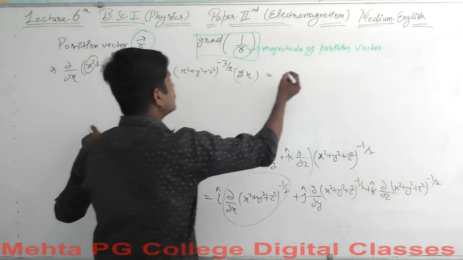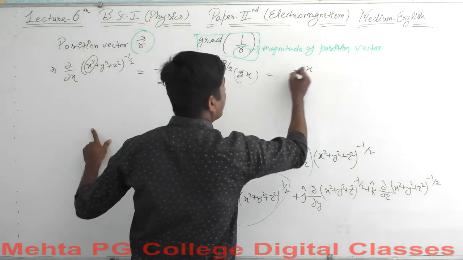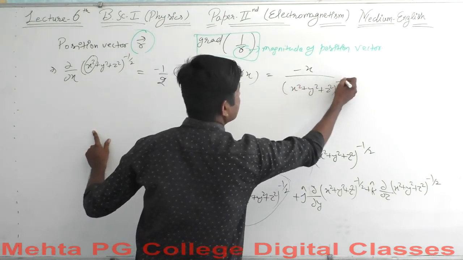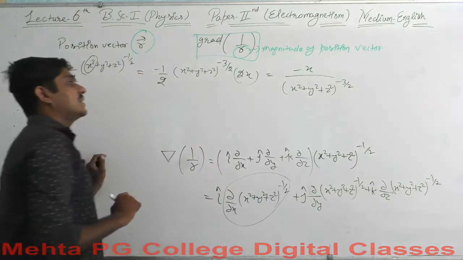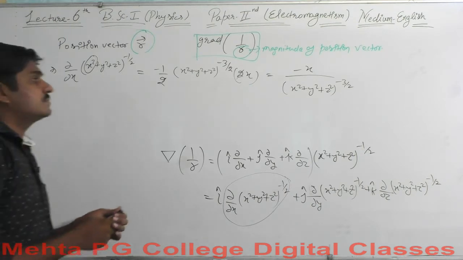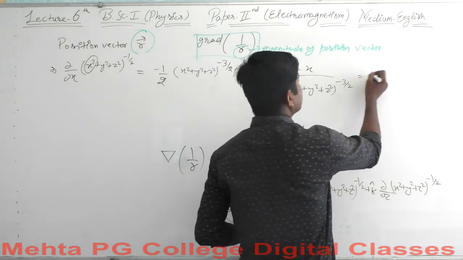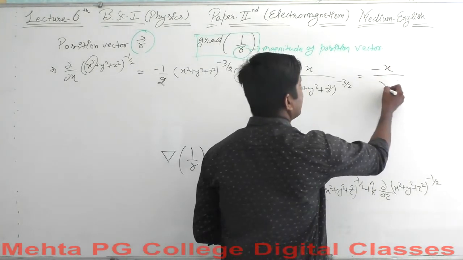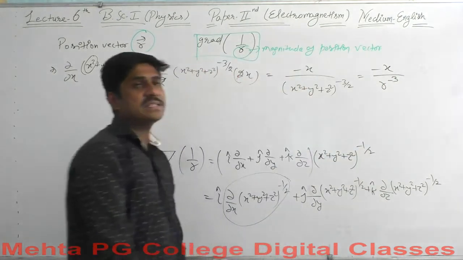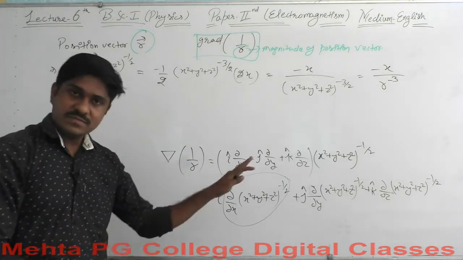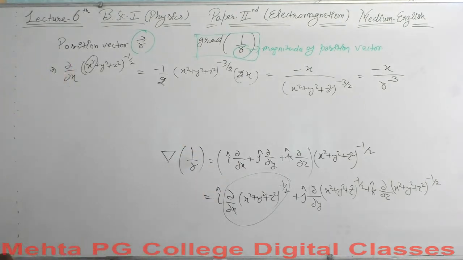So what will be the values? The value is minus x upon (x² + y² + z²) to the power minus 3 by 2. So this will be the value for x². Again it equals minus x r raised to power minus 3. I think I can write it here. You remember the value of r? So then it could be here. Okay, r raised to power minus 3.